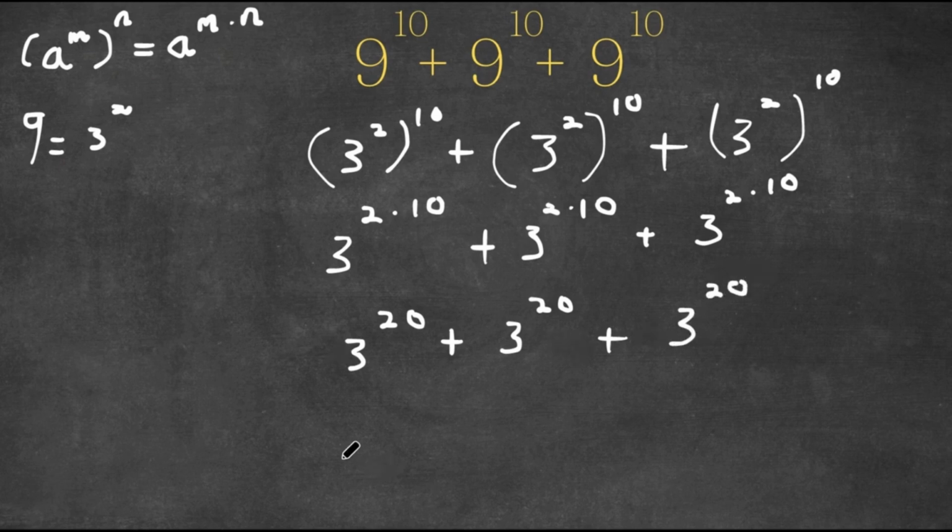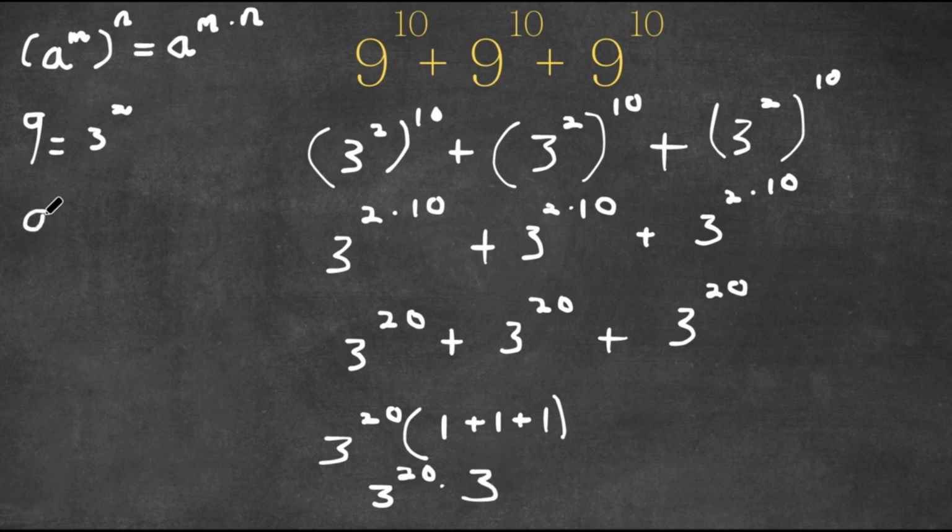And now if we factor out 3 to the power of 20 from this, we get 3 to the power of 20 times, 3 to the power of 20 divided by 3 to the power of 20 is 1. And same goes for the other two. So now we have 3 to the power of 20 times 1 plus 1 plus 1, and 1 plus 1 plus 1 is 3. So now we have 3 to the power of 20 times 3.